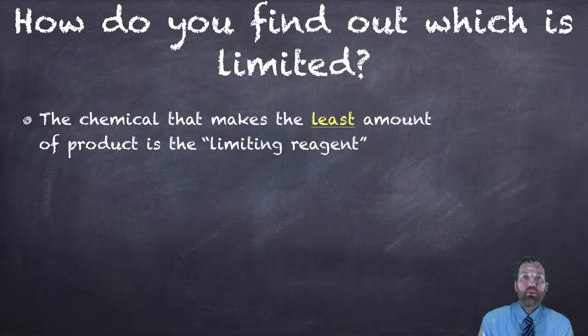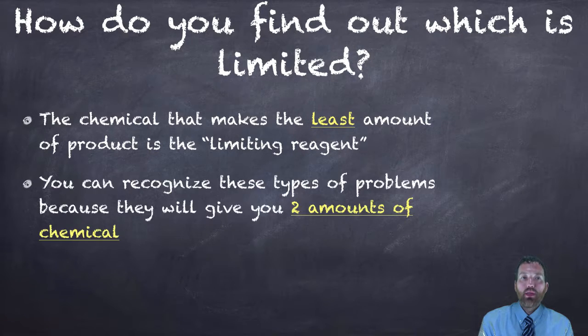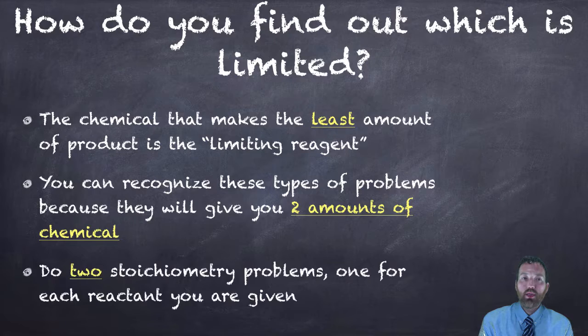Well, it's the chemical that makes the least amount of product. So you can recognize these types of problems because they're going to give you 2 amounts of chemicals. Unlike all of the other problems I've given you, where I've only started you with 1 piece of information, these types of problems will start you with 2 pieces of information. So to solve these, we need to do 2 stoichiometry problems, one for each reactant you're given. The one that makes the least amount of product, that is your limiting reagent.